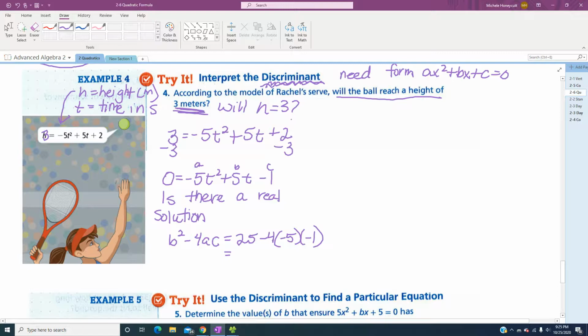So that'd be 25 minus 20, right? Because that would be negative 20. Yeah, 25 minus 20 is 5. And so I get 5, which is a real number, or which is positive. And since the discriminant is positive, that means I'm going to have 2 real solutions.